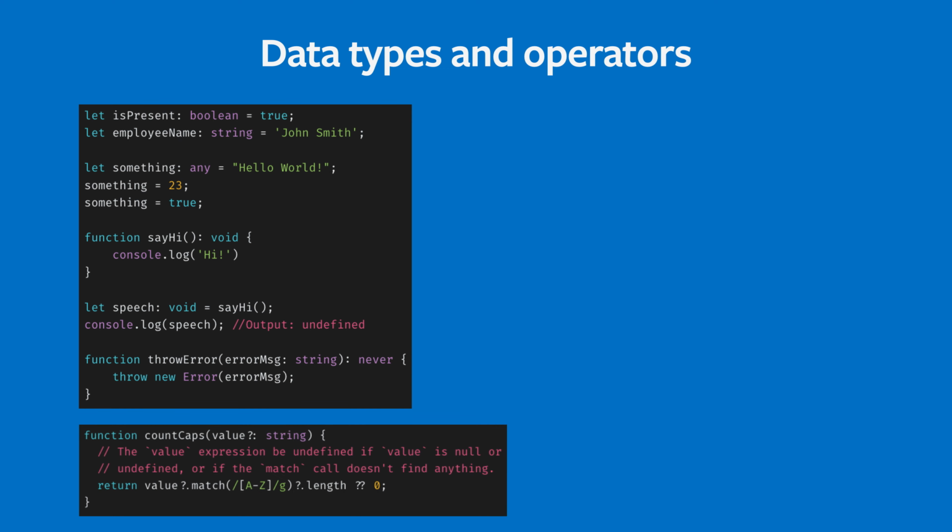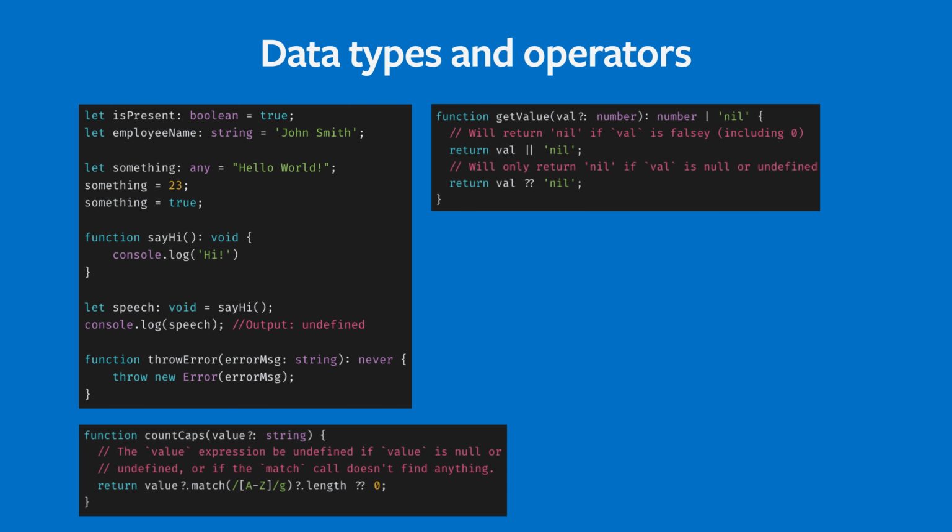Besides that, you can use a question mark. In this case, it means that the variable becomes optional, so its type is equal to this type or undefined. Like for count cups, we can pass a value which will be string or undefined, so we basically can call count cups without any arguments.